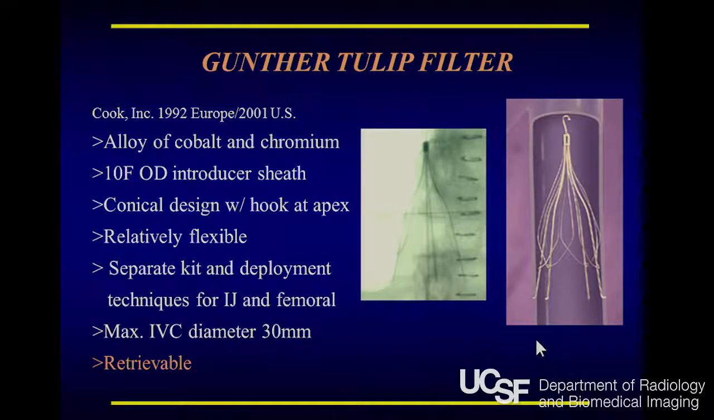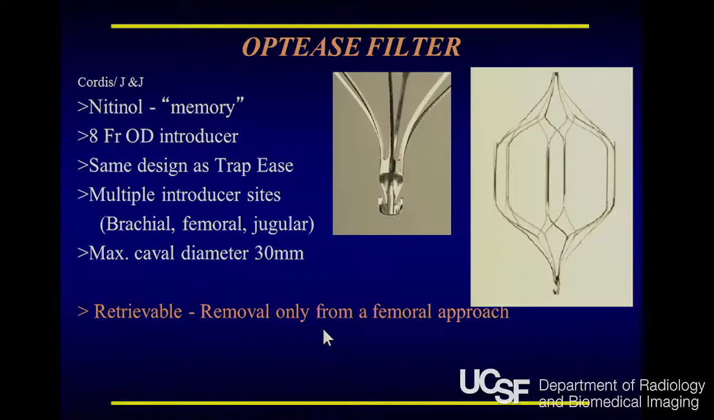Gunther Tulip filter. This was one of the first approved removable filters in the United States, and it follows the same kind of umbrella conical configuration of the Greenfield filter that most filters have. This one has a hook at the apex, which allows it to be removed from a jugular approach, and we'll describe that in a moment. This is retrievable, and it will accommodate an IVC up to 30 millimeters in diameter.